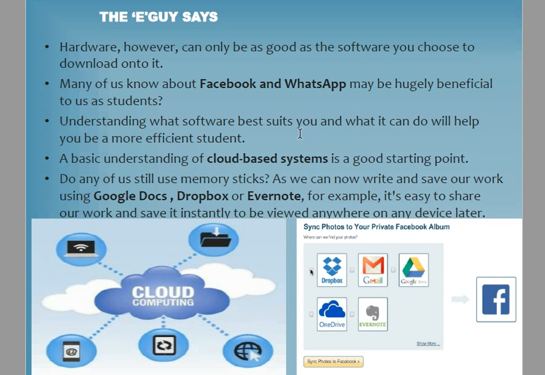If you see this picture, you can recognize Dropbox, Gmail, Google, OneDrive, and Evernote. So we have here Google Docs, Dropbox, Evernote, or maybe, as we said, OneDrive. All of these for saving our work. Later on, we can view what is saved and what is there. And that's very important for you as a student to understand how you could use it.